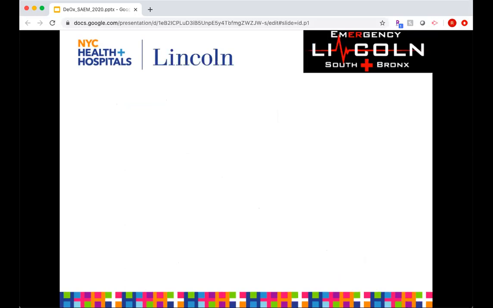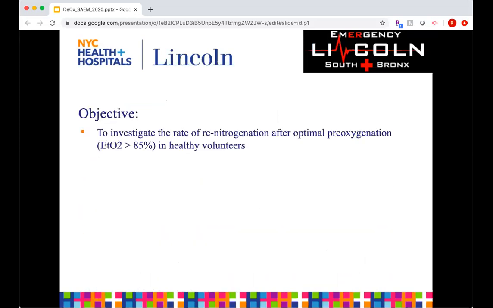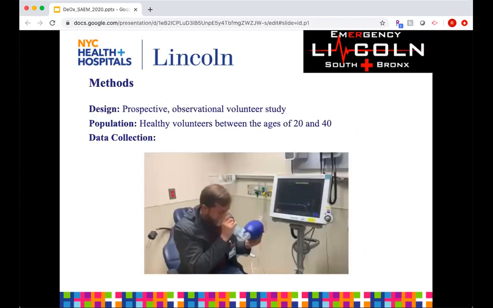Our objectives. Our goal was to determine the rate of renitrogenation in healthy volunteers after optimal pre-oxygenation. We defined optimal pre-oxygenation as an end-tidal O2 greater than or equal to 85%. Again, this is per guidelines by the Difficult Airway Society.